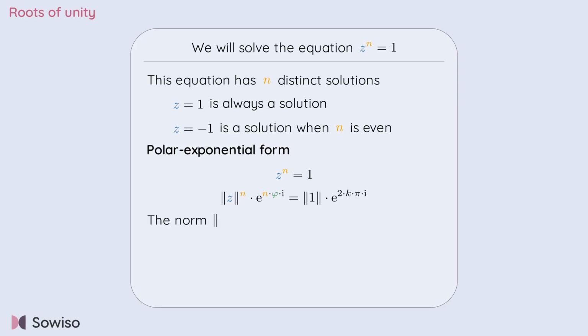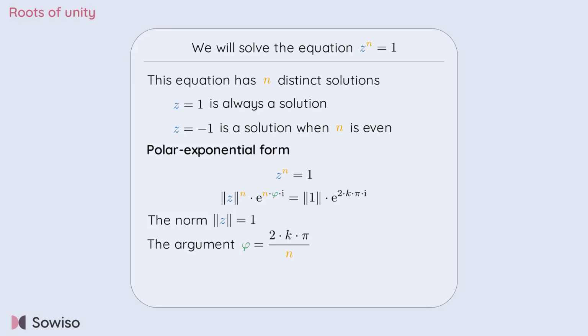To solve, we equate the norms of each side to each other and do the same thing for the arguments. This means that the norm of z is equal to 1. Now we can look at the arguments of each side of the equation. The argument phi is equal to 2kπ/n.